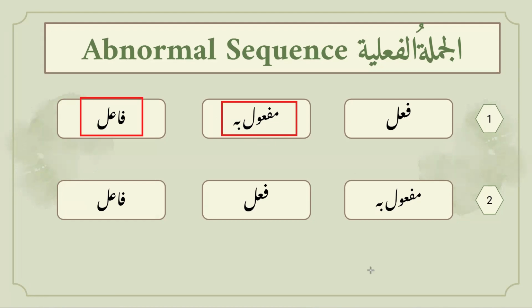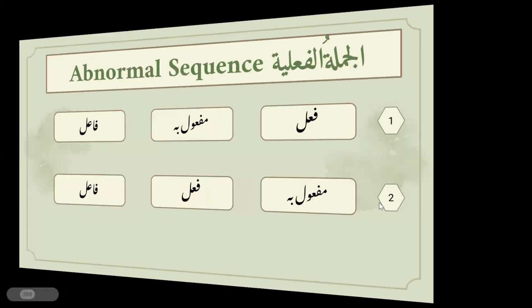And then another way we can see this abnormal sequence is when maf'ul bihi comes even before the fi'l, the verb. This sequence only happens with the present tense mudari and amr. This sequence doesn't happen in the past tense. So this is a special sequence, and it happens only with the present tense and the commanding verb, not in the past tense.